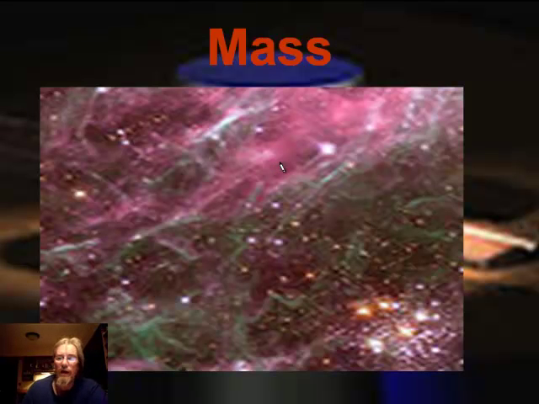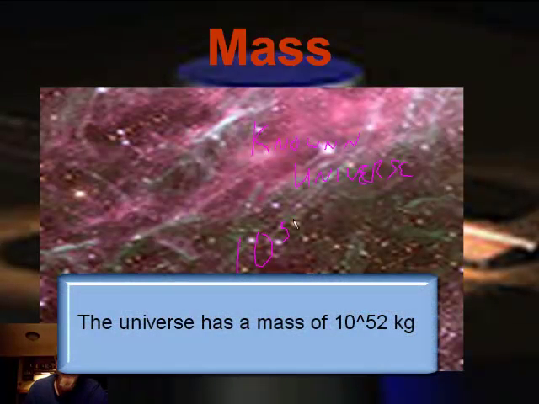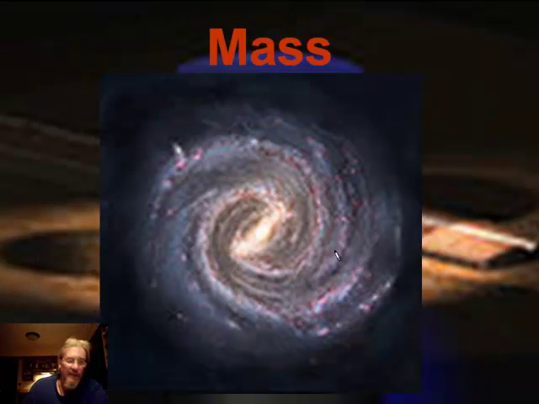Here are some objects or collections of objects that we can give a rough scale for mass. This is a picture that I'm showing of a huge nebula. I'm using that to represent the whole known universe. This is not a picture of the whole known universe. There are no such pictures. But if you could weigh the entire known universe, scientists estimate fairly closely that that would be 10 to the 52 kilograms.